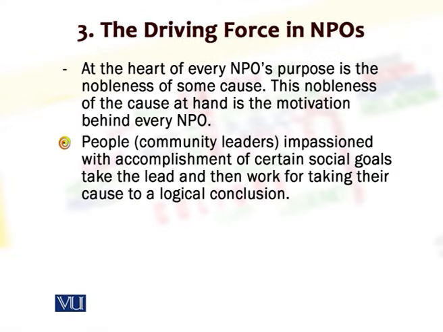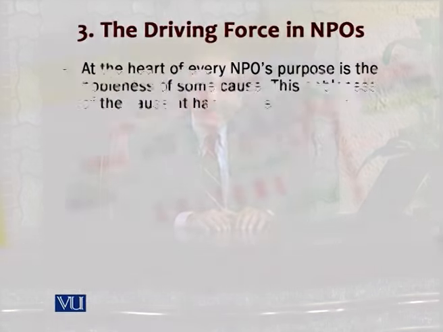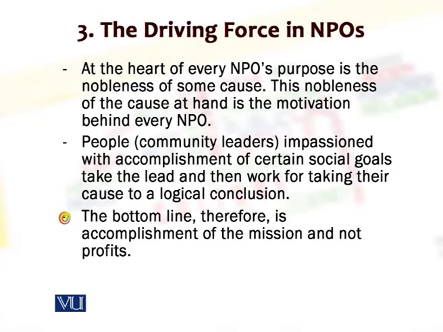How does it happen? Well, it all starts within a community. There are certain people you can call activists, and among those activists, there are certain people who are community leaders. Community leaders, along with other activists, are impassioned with a certain cause. They take the responsibility to undertake that cause as a project and see to it that their efforts reach the logical conclusion. That means they go for certain programs and implement them in order to achieve their overall goals. Just like commercial managers like to fulfill their commercial goals in terms of profitability, here it is the accomplishment and fulfillment of the purpose or the mission of the NPO.